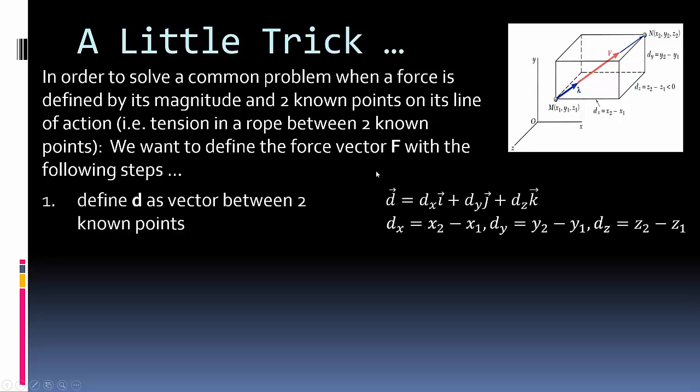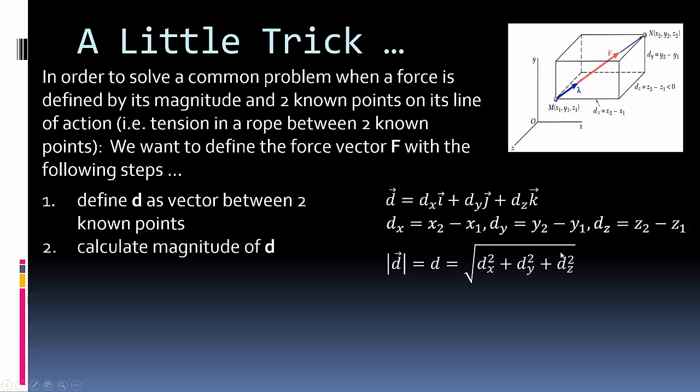First step, define D as a vector between the 2 points. There's a point here, there's a point here. We're going to define D as this whole vector. Now, how do we do that? Well, it's simply x2 minus x1, y2 minus y1, z2 minus z1. That's the x component, the y component, and the z component.